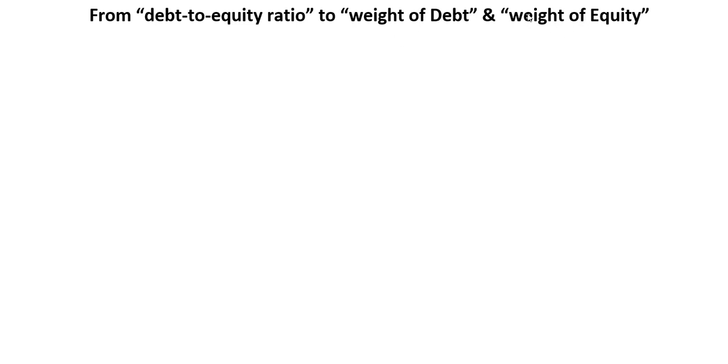So how would we find out these two weights if what we know is the debt to equity ratio? So debt to equity ratio, D over E. D stands for debt, E stands for equity, and the weight of debt is, let's call it, W debt and W equity, right? Let's say we know the following. So let's say the debt to equity ratio equals 1.